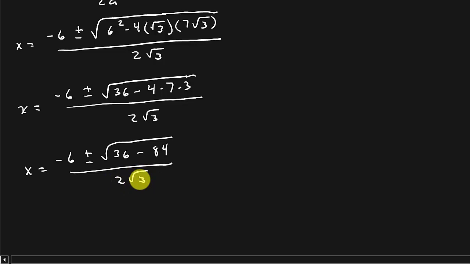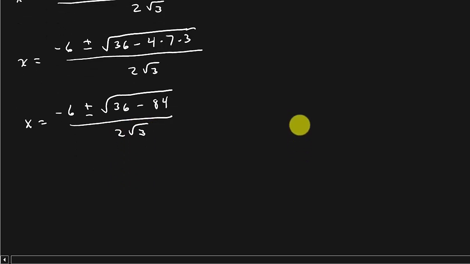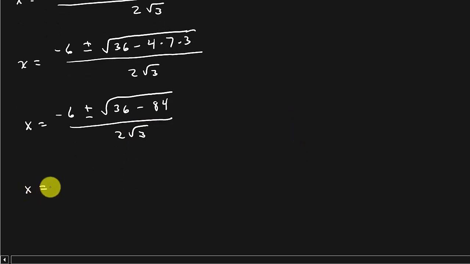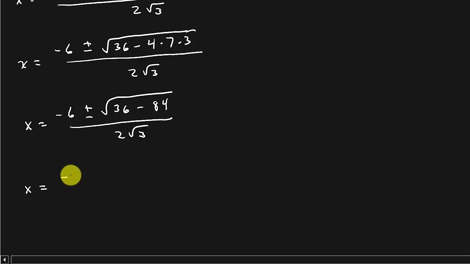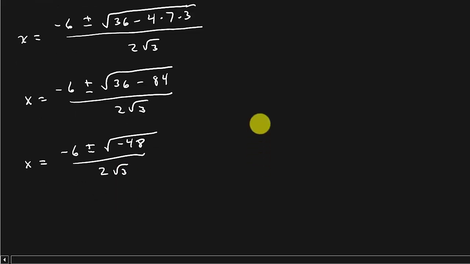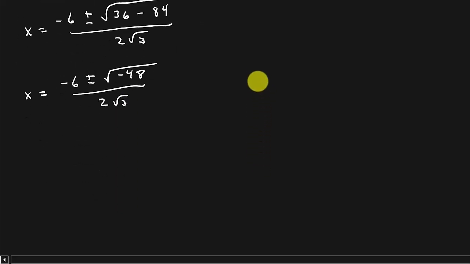Now I'm going to double check myself on everything. So x is equal to, let's see, 36 minus 84, that's negative 48. So negative 6 plus or minus the square root of negative 48 over 2 square root of 3. All right. Okay, so let's see.